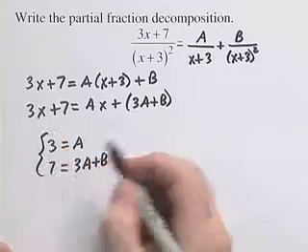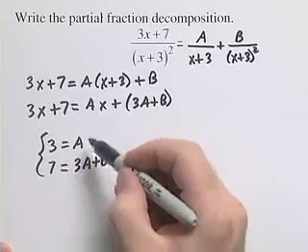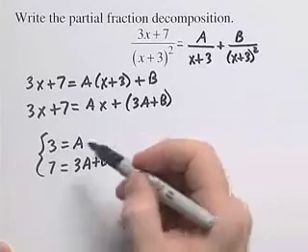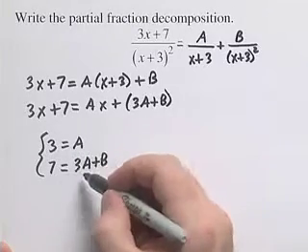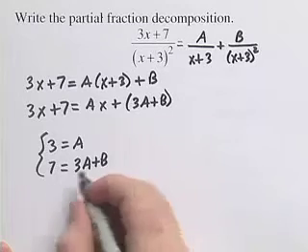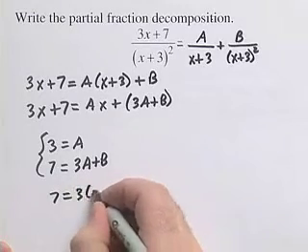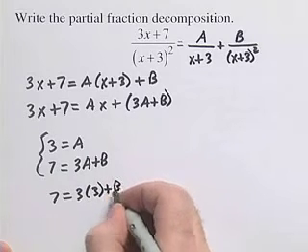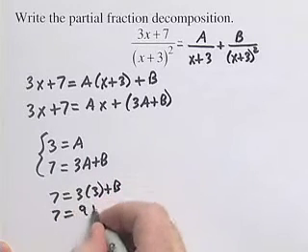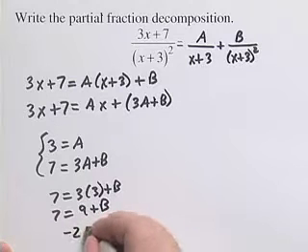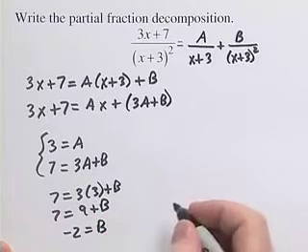So this gives us a system of equations in two variables, but we can see in the first equation A is equal to 3. So that already tells us what A needs to be. We can substitute that into our second equation to find out B. So we'll have 7 is equal to 3 times 3 plus B. 7 is equal to 9 plus B. Subtract 9 from both sides, and we'll see that B is equal to negative 2.